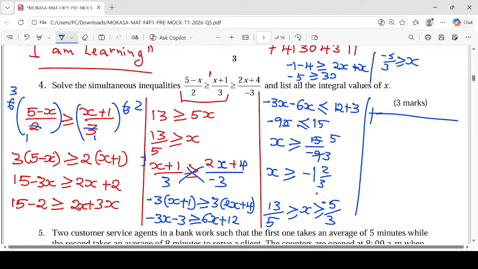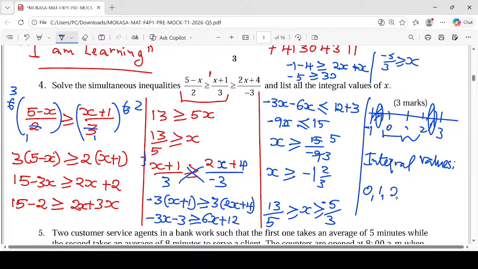Negative 5 over 3 is simply like negative 0.6, meaning I can have here negative 1, 0, 1, 2, 3. Negative 0.6 is somewhere between 0 and negative 1. And 2.6 is somewhere between 2 and 3. So these ones are shaded. These whole numbers here are the integral values. So when you are asked about the integral values, the answer is going to be 0, 1, and 2.